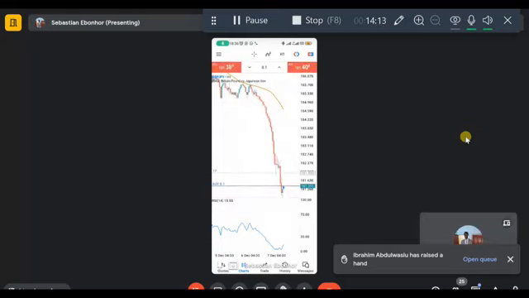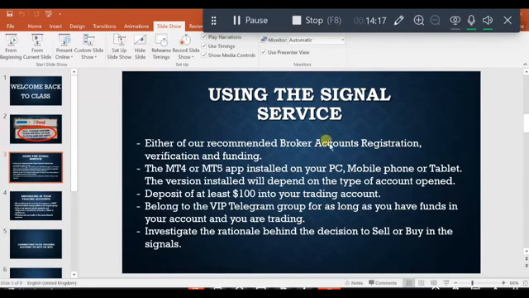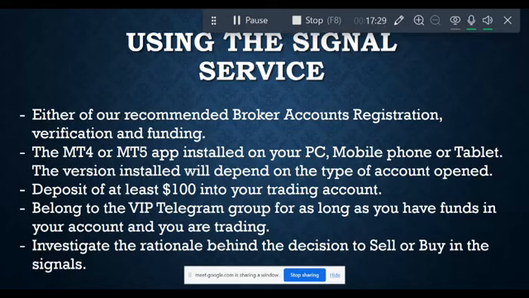So we said the first thing we wanted to see is how to use the signal. Now, most importantly, I said you should understand the rationale behind the decision to sell or buy. You need to know the reason why the person is making a decision to sell or buy. If it's somebody that can listen to you, that can be patient to explain to you why they are making those decisions, you can ask them, coach, why are you buying?